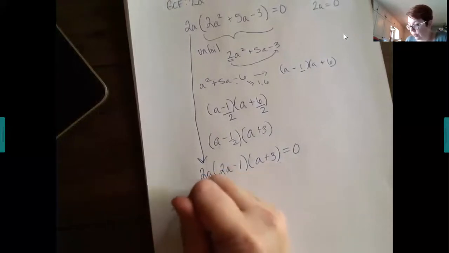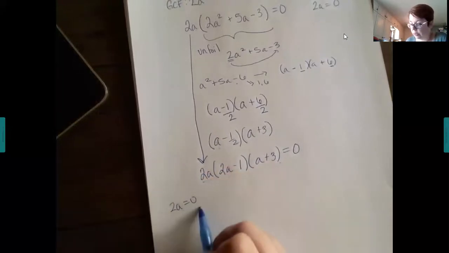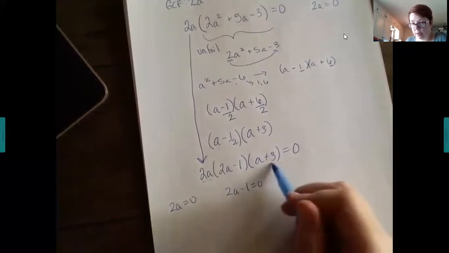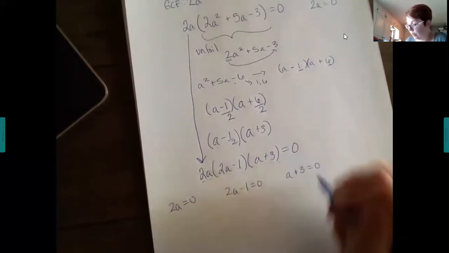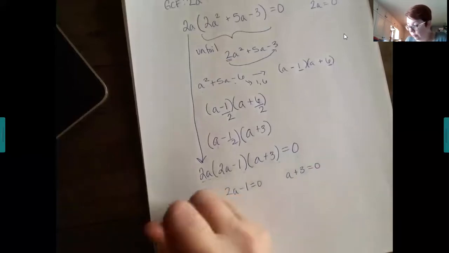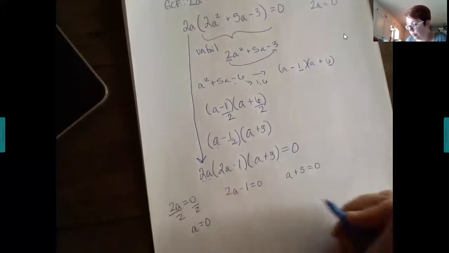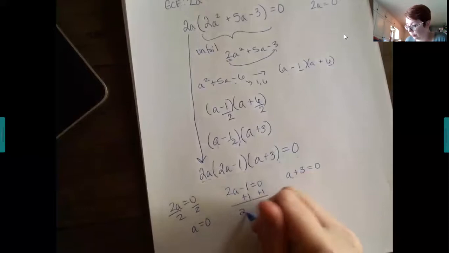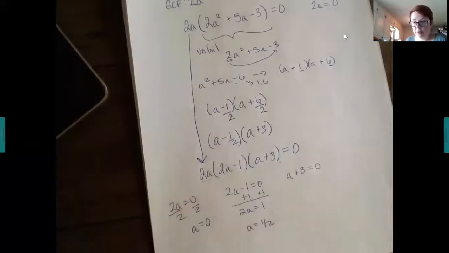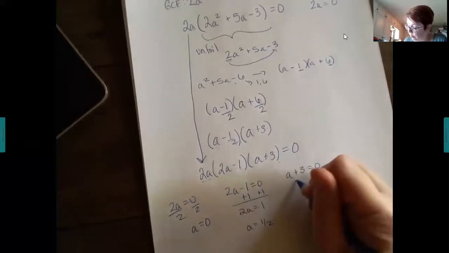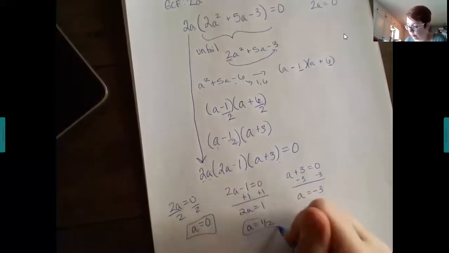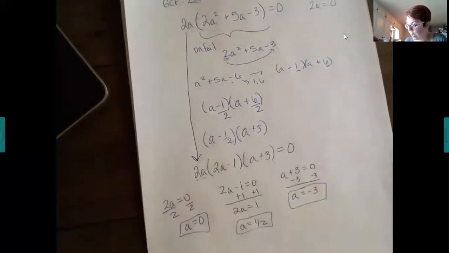So we're going to set up that first something equal to 0, our second something equal to 0, and our third something equal to 0. And we do what we have to do with each thing to solve. So A equals 0 for that. Here, when we divide by 2, we get A equals 1/2. Kind of had that up there already. And here, subtract 3. And we have our 3 answers.